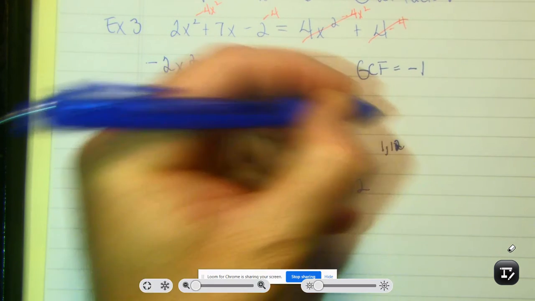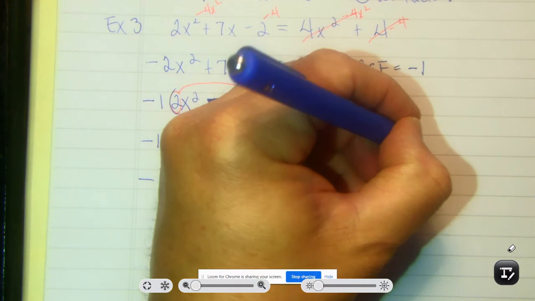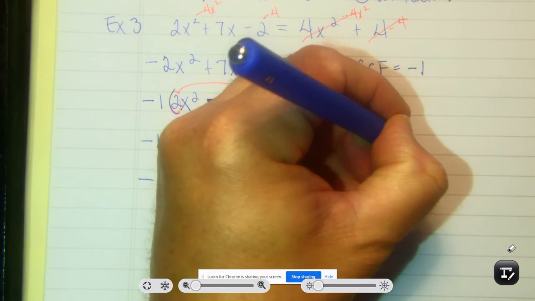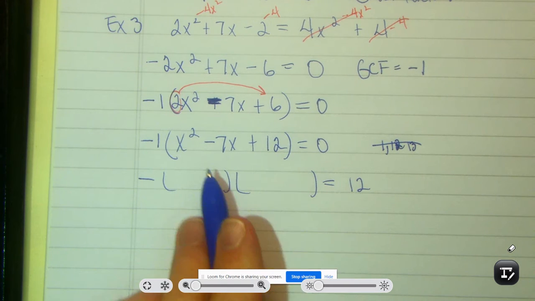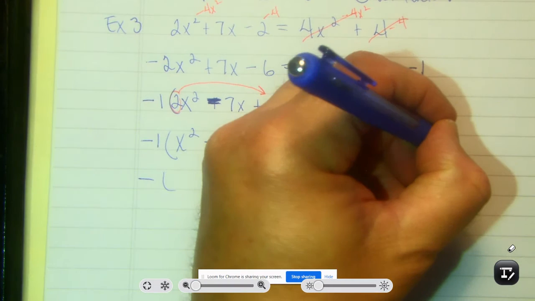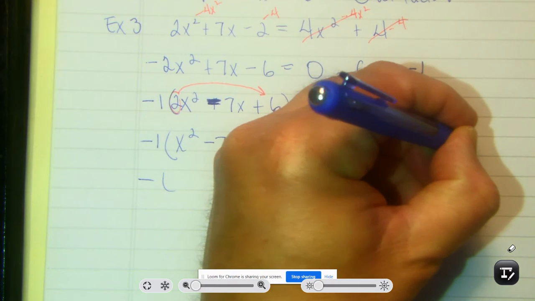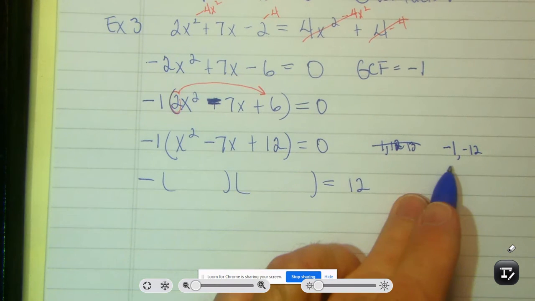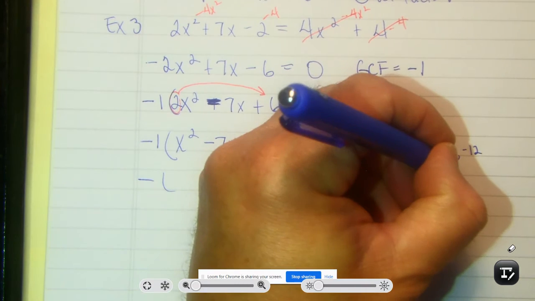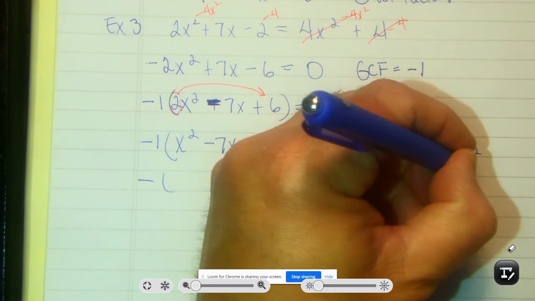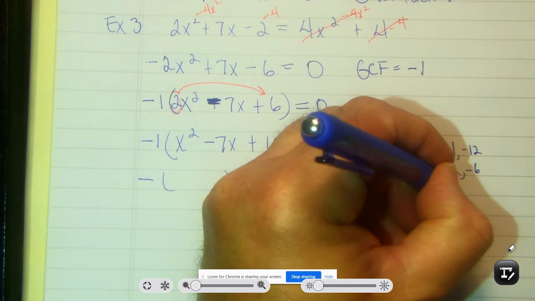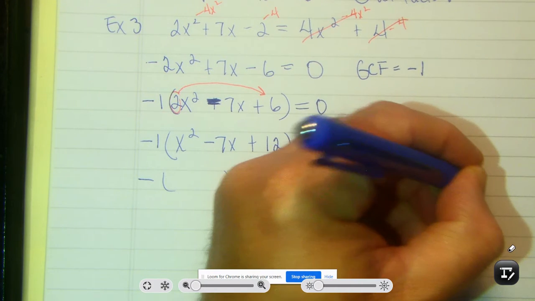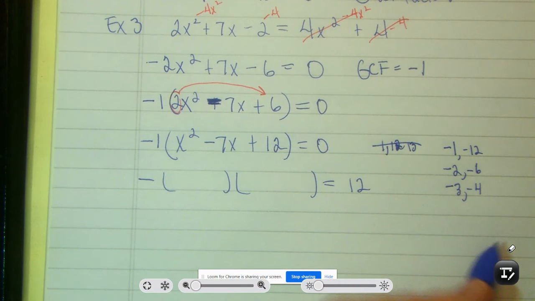But if I add those up, I get a 13, so that's not going to work, okay? It's positive 13, so I need all negative factors. So a -1 times a -12, that'll give me a positive 12, add them up, I get -13. How about a -2, -6, when I add those up, I get -8. And then a -3 and a -4. Multiply those together, I get positive 12, but if I add them, I get -7. That's what I'm looking for.